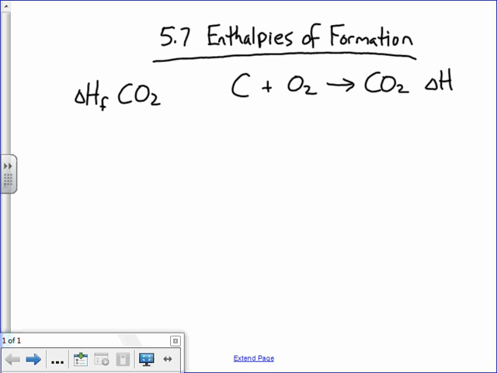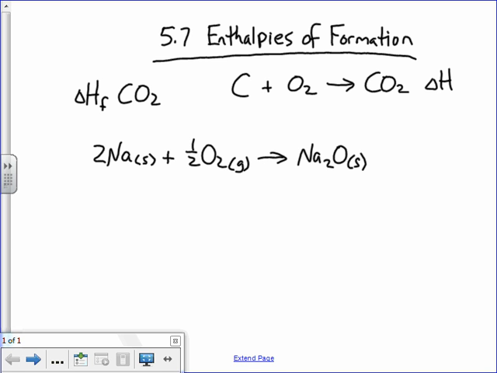So for letter A here, if you're looking at this, we've got 2 Na solid plus 1/2 O2 gas yields Na2O solid. Okay, so for it to be a heat of formation problem, what are the requirements? Now, this is going to throw some of you off, right? A 1/2 coefficient here, but we'll talk about why that's a 1/2 in just a second.